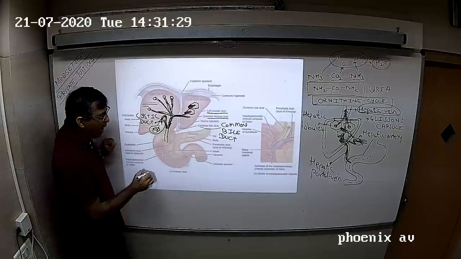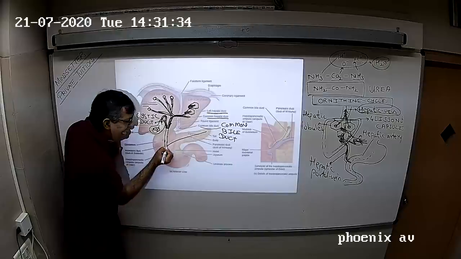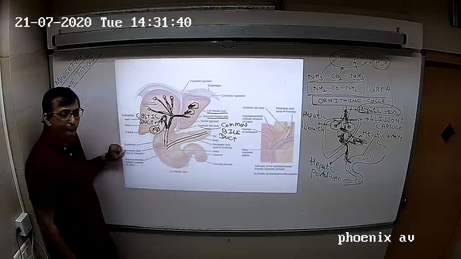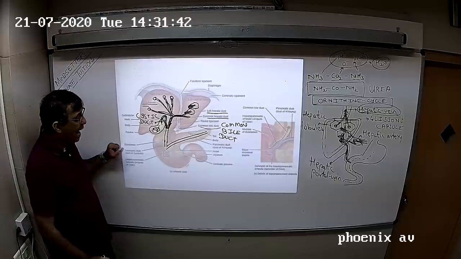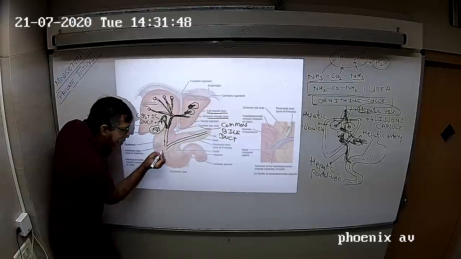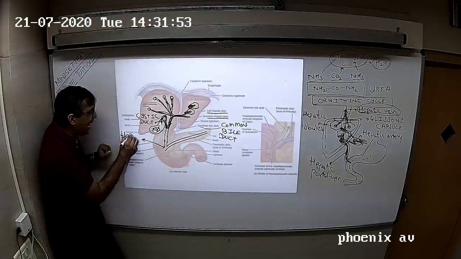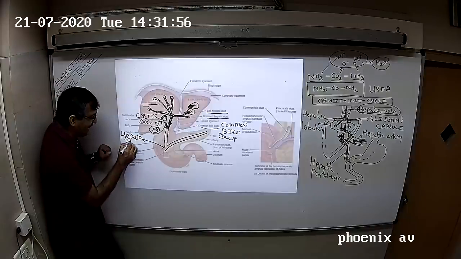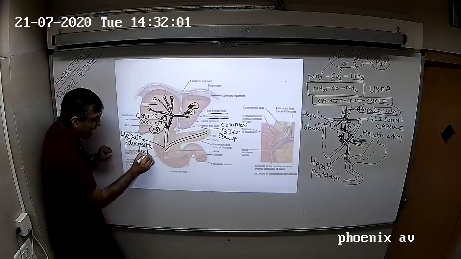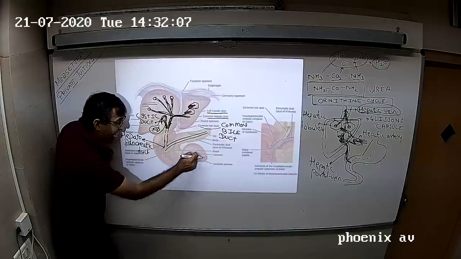And the common bile duct will now carry the bile down. The common bile duct joins a duct coming from the pancreas, which is called the pancreatic duct. And the pancreatic duct joins the common bile duct to form a duct which is called the hepatopancreatic duct. Hepatopancreatic duct. And the hepatopancreatic duct opens into the duodenum.